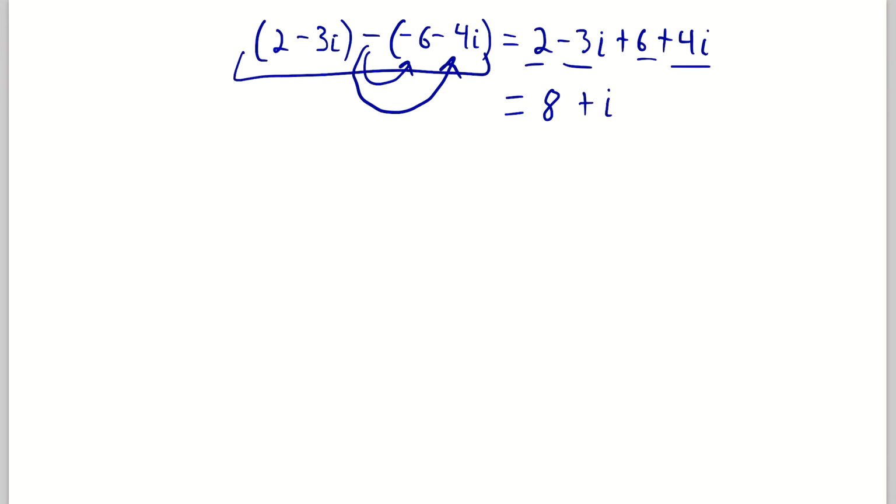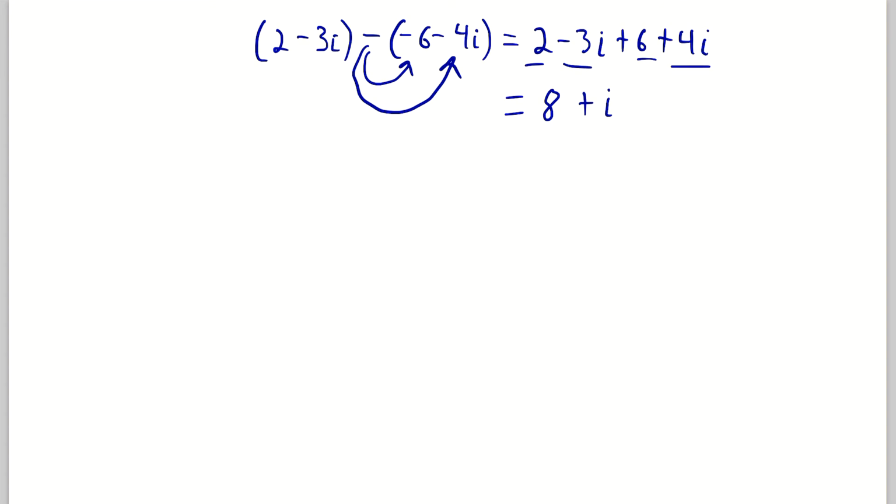So the difference of these complex numbers is just 8 plus i, and again, it's just the difference of the real and the imaginary parts. So the difference between 2 and negative 6 is 8, and the difference between negative 3i and negative 4i is just 1i. So the difference of the two complex numbers is 8 plus i.